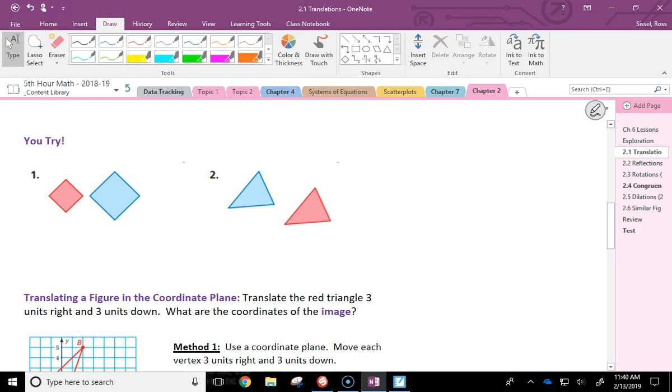Trying to decide, is one a translation? Yes. Troy? Yes. Why is it a translation? Okay, so it looks like from red to blue, it's bigger than the other. Good. So now let's talk about that. It looks like each one of these points just moved to the right. However, you said the blue one's bigger than the red one. Yeah, the red one's behind it.